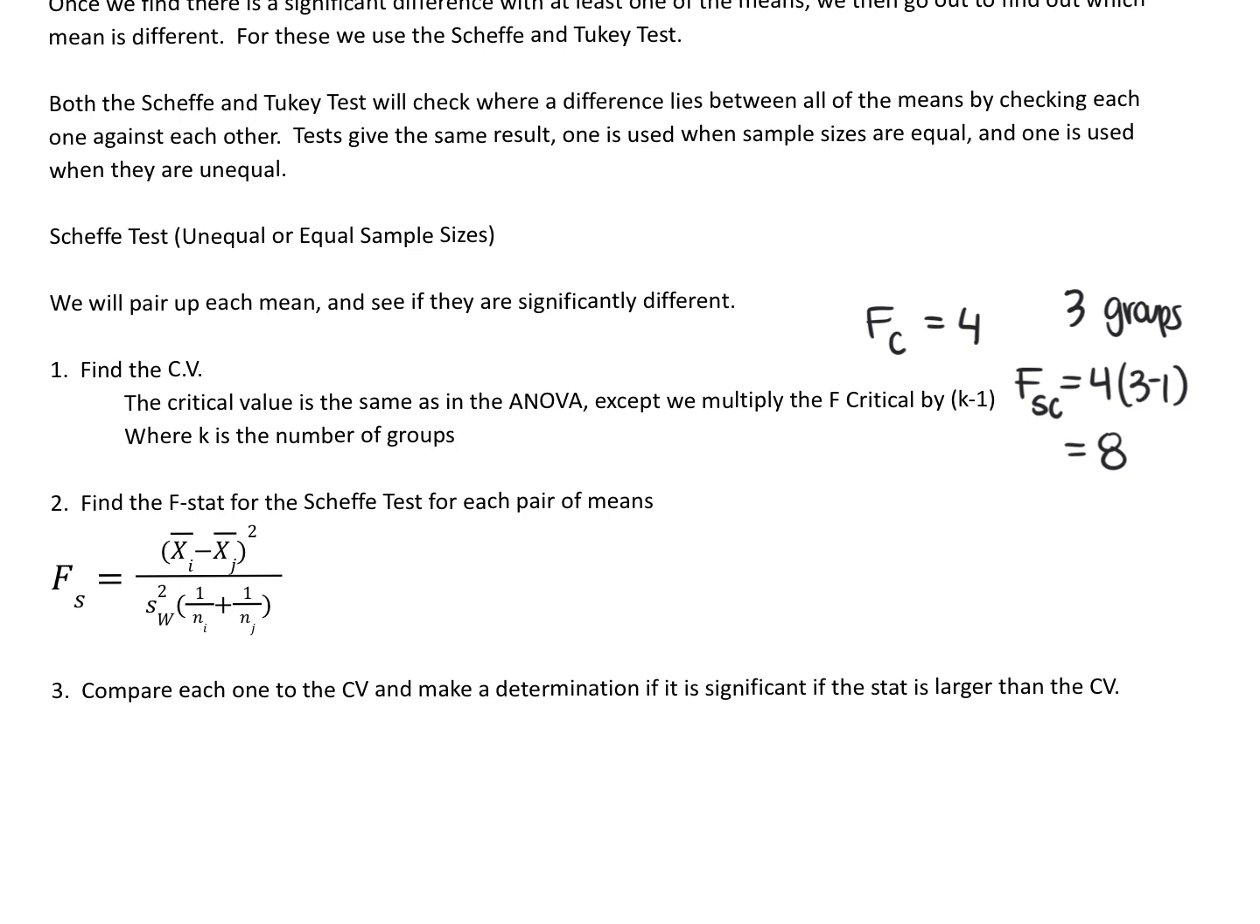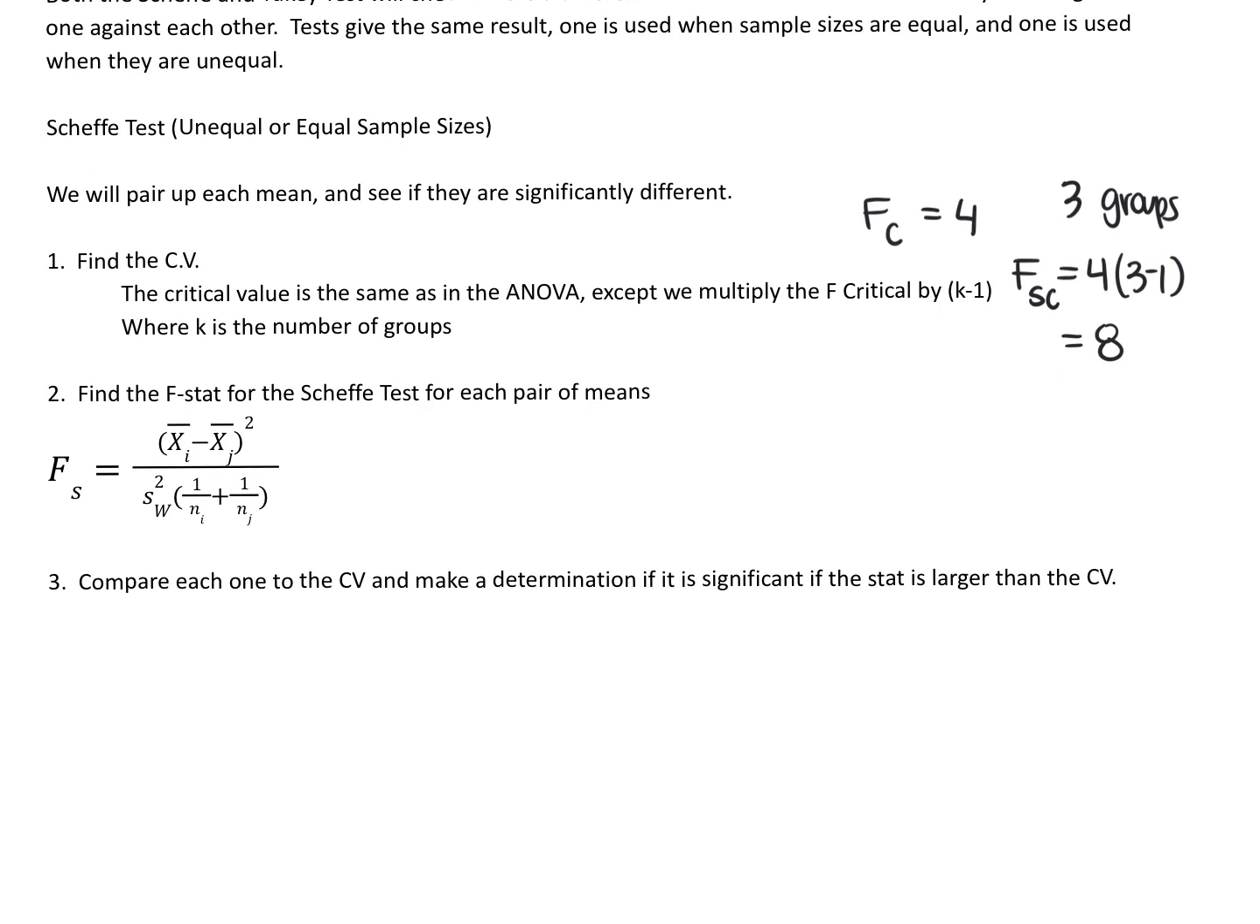You then have to find your F statistic for the Scheffé test for each pair of means. This is where it can get time consuming with the Scheffé test, because depending on how many groups you have, it determines how many pairs you have, which means multiple F statistics. The way you calculate the F stat, for whichever pair of means you're comparing, is you subtract their means and square it. Then you take the within group variance and multiply it by 1 over the sample size for the first group plus 1 over the sample size for the second group. You would have to do this for each pair of means.